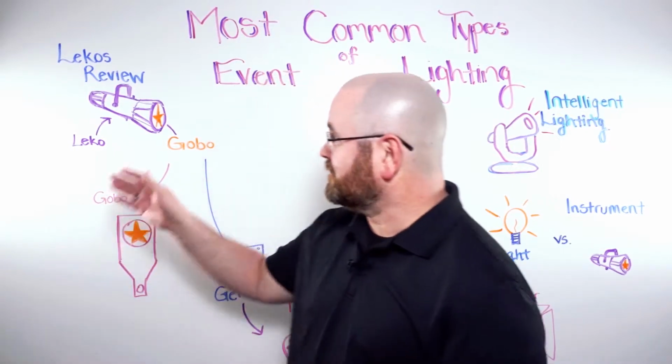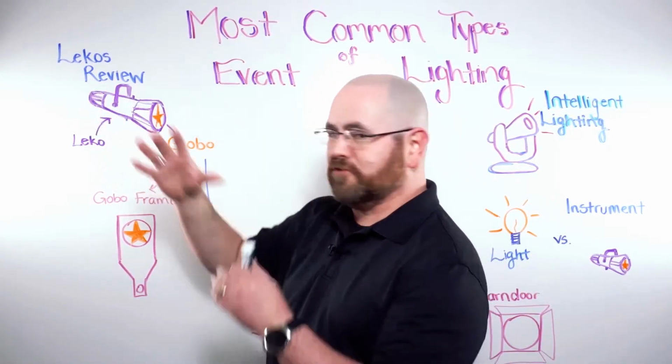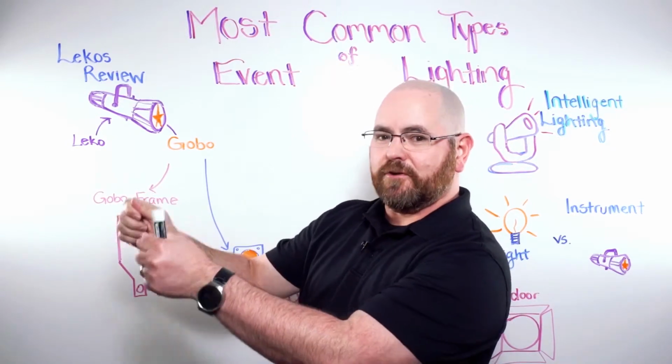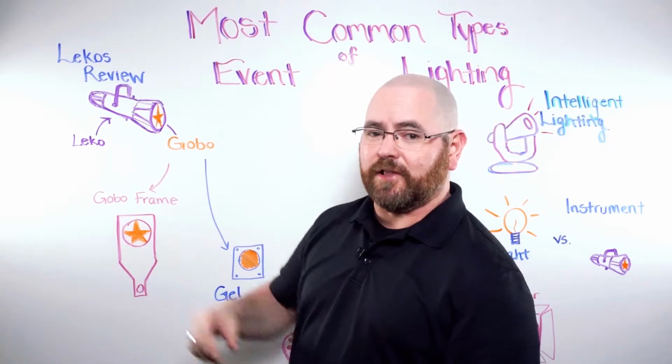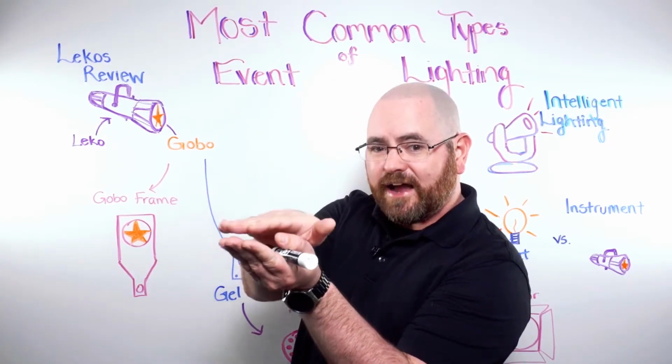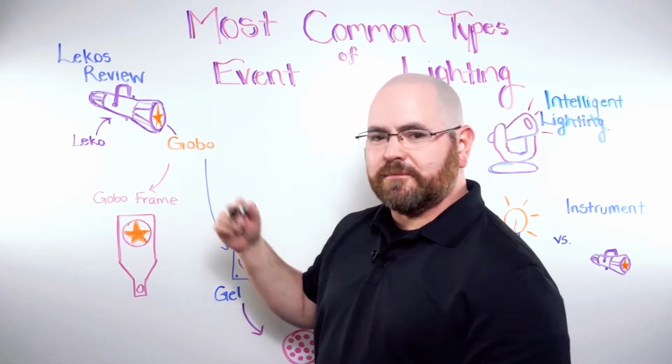So first of all, LECOs, right? These are the ones that are kind of long and skinny, and they've got a little barrel on the front end. And Will talked about in their other Whiteboard Wednesday how you can swap that barrel out, and that affects how wide the light is going to be. But let's talk about some of the other features of these.